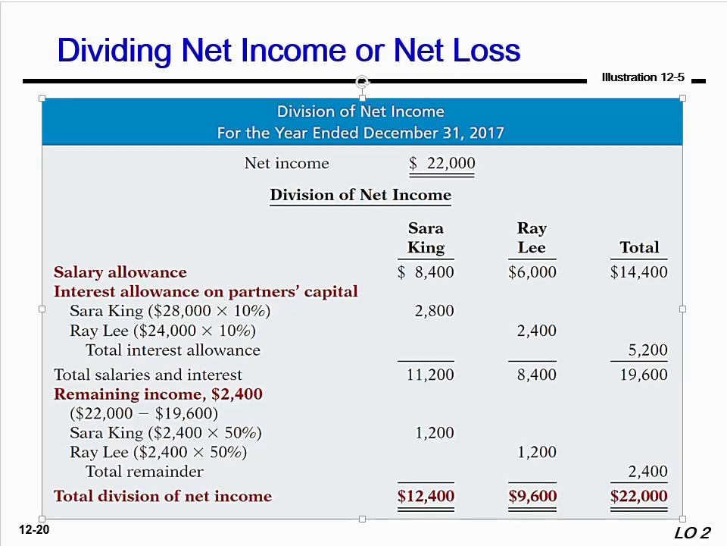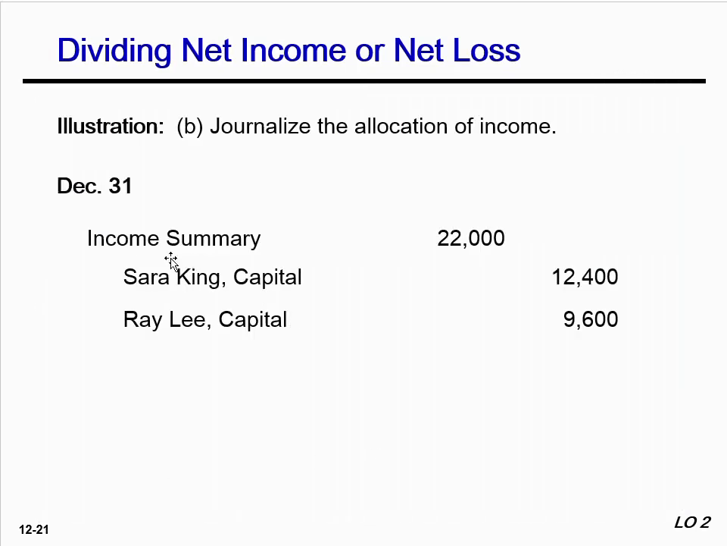Let's record the journal entry. So what was the income? Income was 22,000. So the income summary account will close, we will debit it, and the capital accounts of both partners will increase. So income summary gets a debit. Sarah King's capital is 12,400, Ray Lee's capital 9,600.